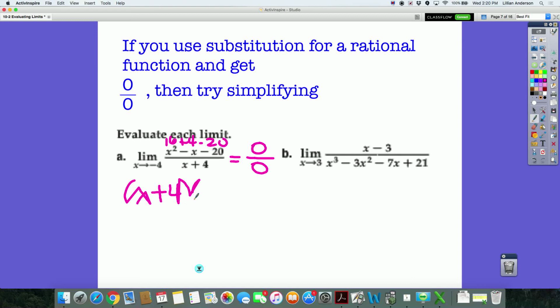X plus 4 and X minus 5. You guys, you're just going to have to work with me, okay? This board is acting real... It's having a seizure. Looks like a real Picasso.